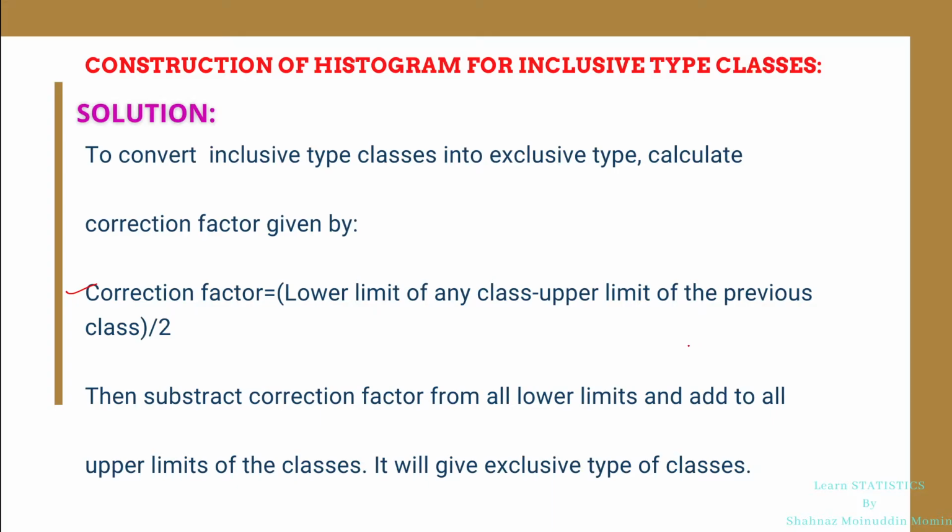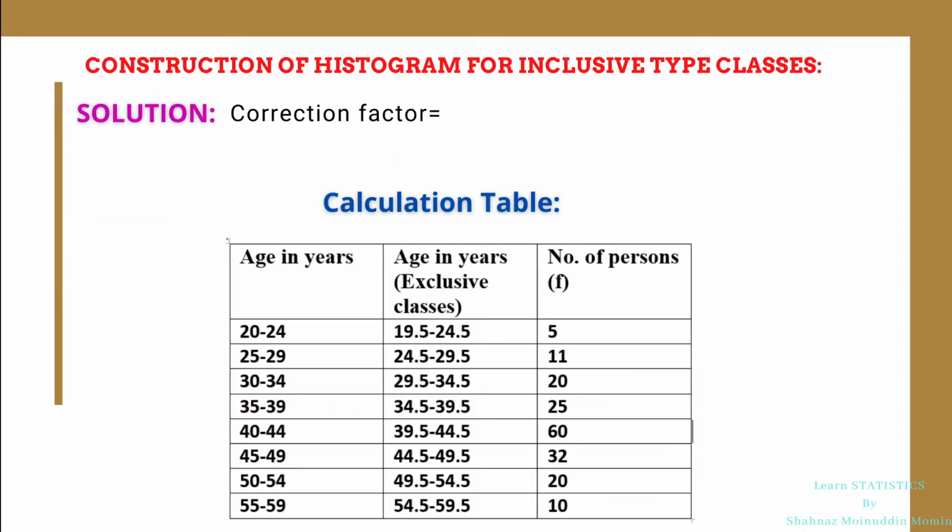After calculating the correction factor, subtract the correction factor from all the lower limits and at the same time add the correction factor to all the upper limits of the classes. This will give you the exclusive type of classes. We will use this procedure in our example solution.